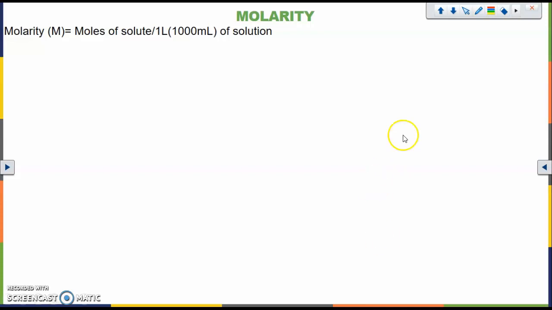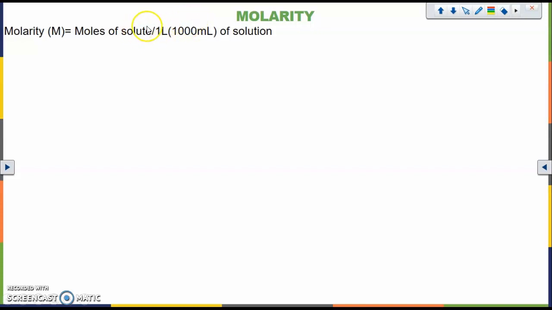Molarity, and you should be aware of this now for any unit of concentration, always has how much solute on the numerator, and the total volume of solution always in the denominator. So in this case, molarity is just the moles of solute over 1 liter of solution. For now, ignore the 1,000 mils. That is for conversion purposes in later problems.